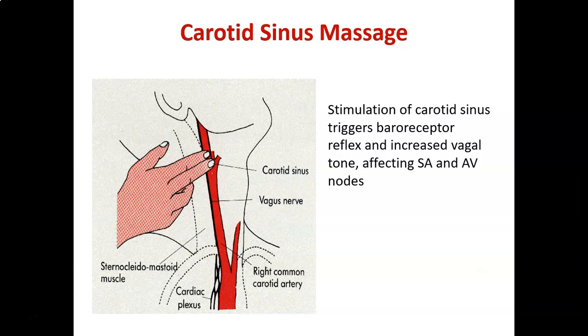Sometimes we apply carotid sinus massage to treat the SVT before medicine reaches. If you have time, you can apply it if there is no contraindication. What it does is cause stimulation of the carotid sinus, which triggers baroreceptor reflexes and increases the vagal tone. This vagal tone affects the SA node and AV node, so the conduction in the system gets slow. So SVT may be reverted because it will give enough time for the SA node to recover and take over.